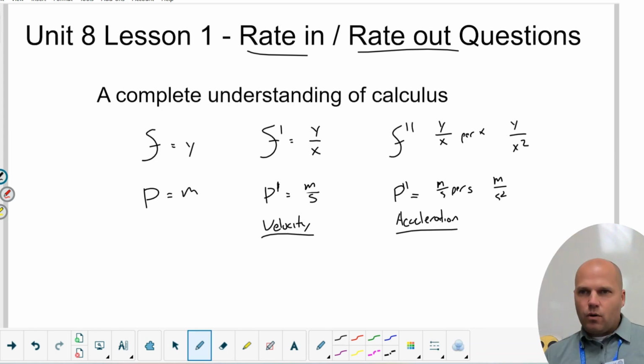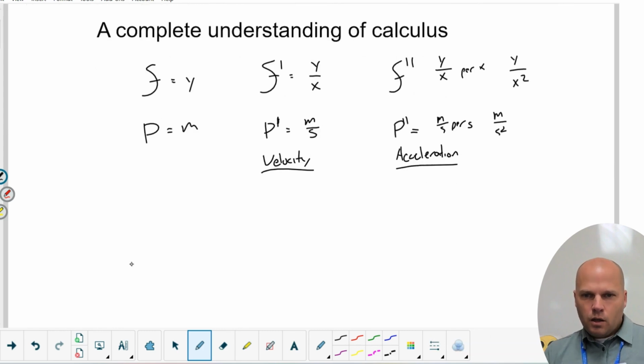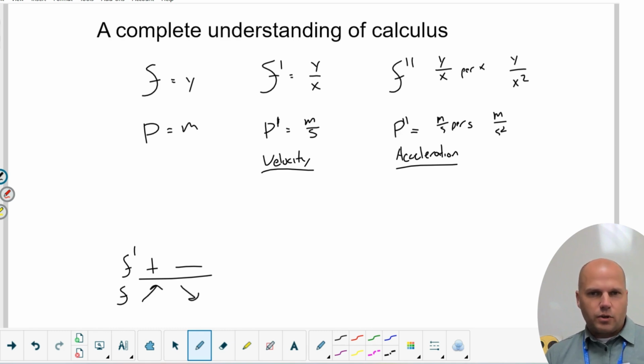Then we talked about how the sign of a derivative will tell you if an original function is increasing and how quickly it's increasing or decreasing. Then we were able to do a sign analysis of f prime to tell us what f looked like, and a second derivative analysis could tell us about the first derivative increasing or decreasing, which actually tells us about the curvature of a function.